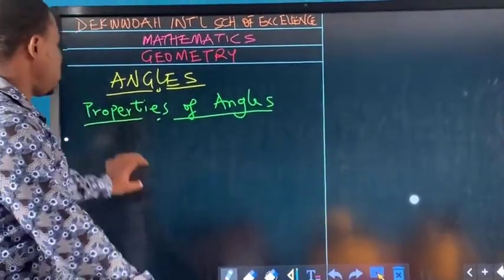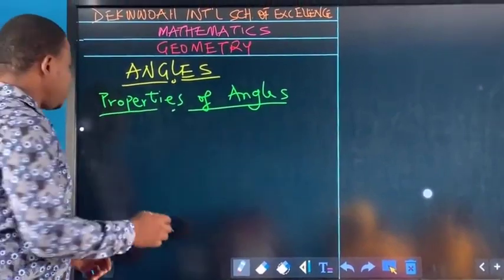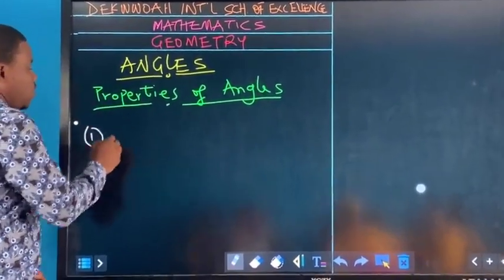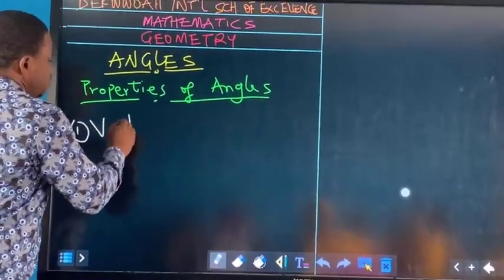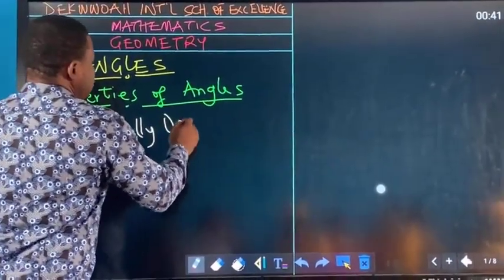Okay, let's talk about some properties of angles. Very quickly, I'll talk about 3 of them. The first one I'll call vertically opposite angles.